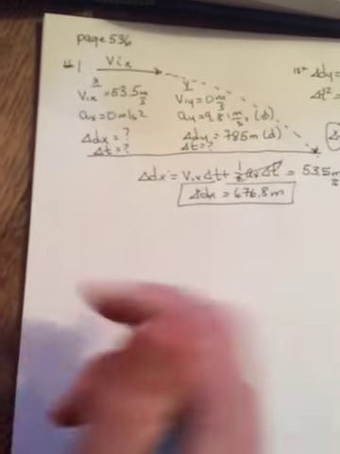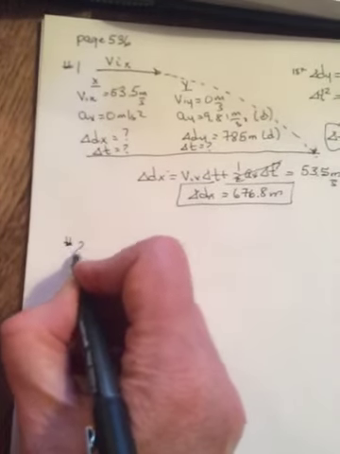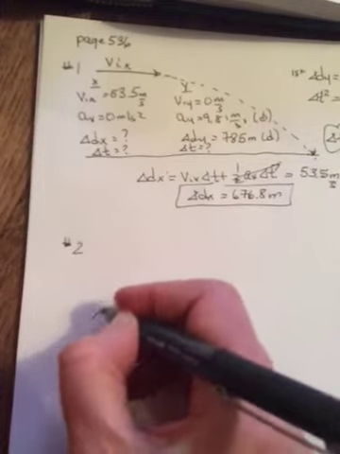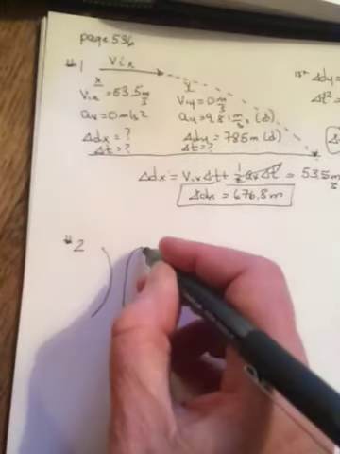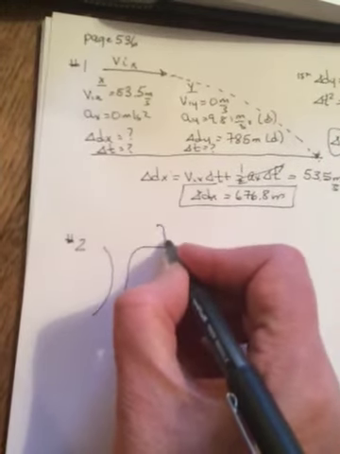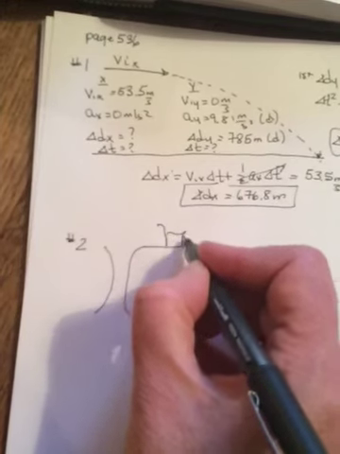Number 2, a cougar is crouched in a branch of a tree. So here's my tree branch, here's my cougar. It's a baby cougar.